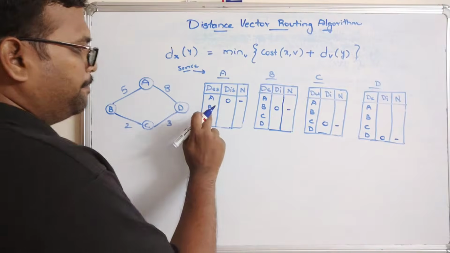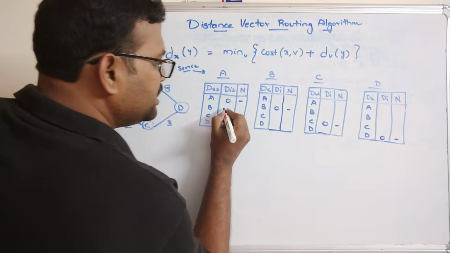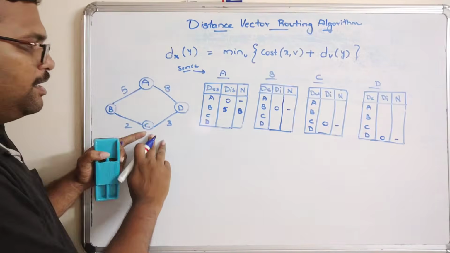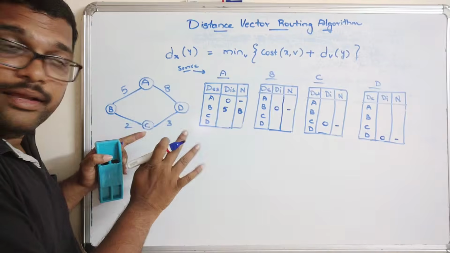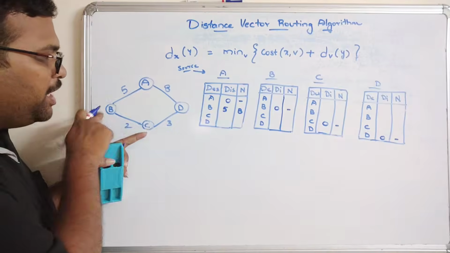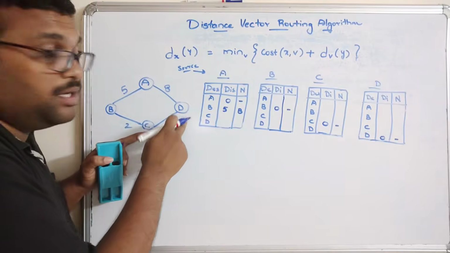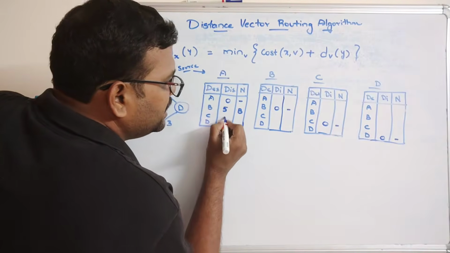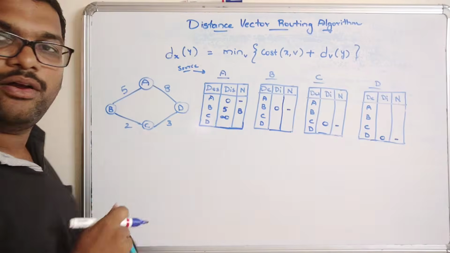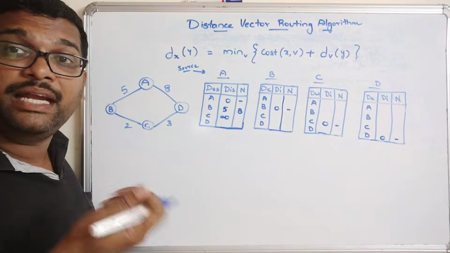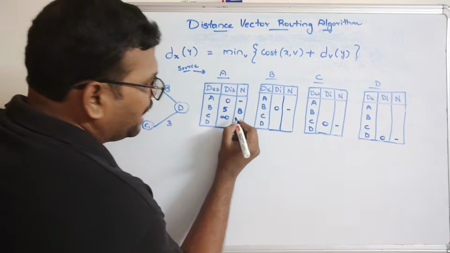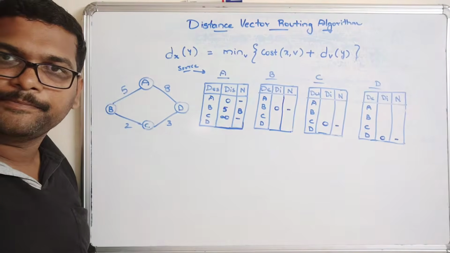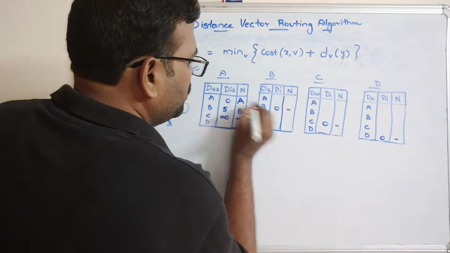See, A to B, there is a direct link. A to B, the distance is 5, and the next hop is B. And coming to A to C, there is no direct link. So it may travel through B or it may travel through D. So you can imagine the distance as infinity. That means it contains some intermediate nodes, and that can be either B or D. So simply leave it blank. And here the next node is A.